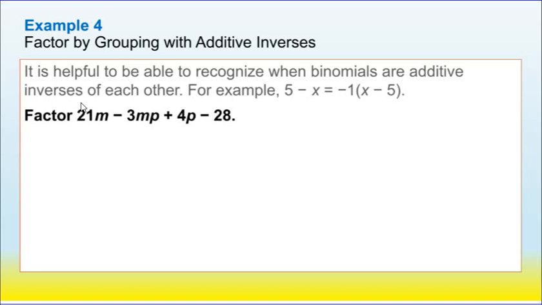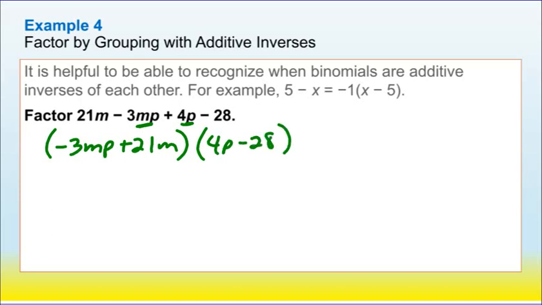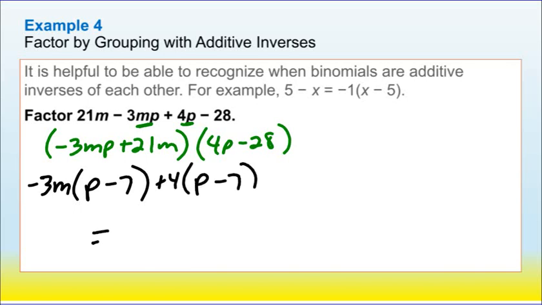Actually, before I do this, I'm going to switch it because this one has a p and this one has a p. I want my p's to be first. So I'm going to rewrite this as negative 3mp plus 21m as one of them. And then I have 4p minus 28. Now I can factor out a negative 3m here, and that leaves me with p minus 7. And on this side, I can factor out a positive 4, and that leaves me with p minus 7. So my answer would be p minus 7 times negative 3m plus 4.